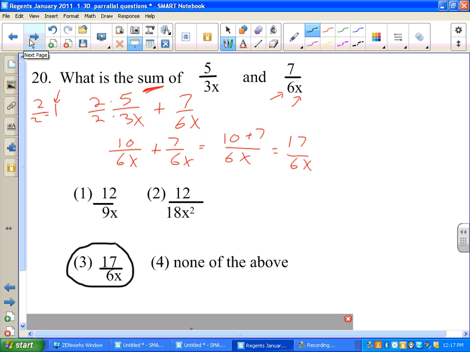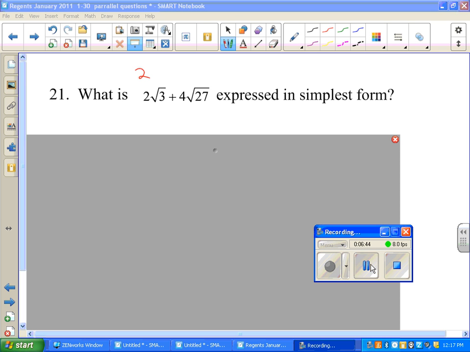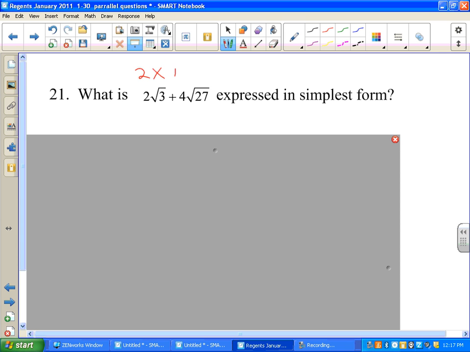Let's take a look at number 21. What is 2 square root of 3 plus 4 square root of 27 expressed in simplest form? Let's take a look at this and say, gee, what is 2x plus 4? Can I use an x there for the square root of 27? No, I can't, because 3 is not the same as 27, so I can't use the same letter. So 2x plus 4y. You can't add those together.